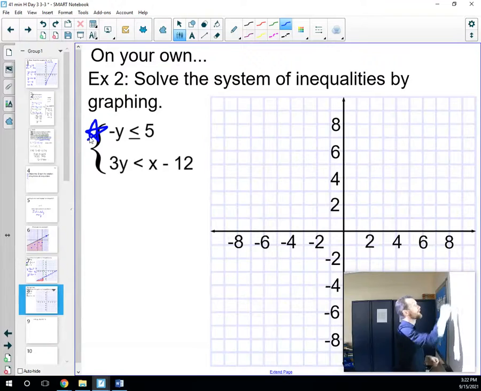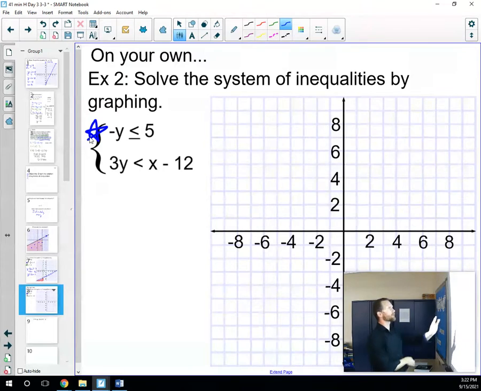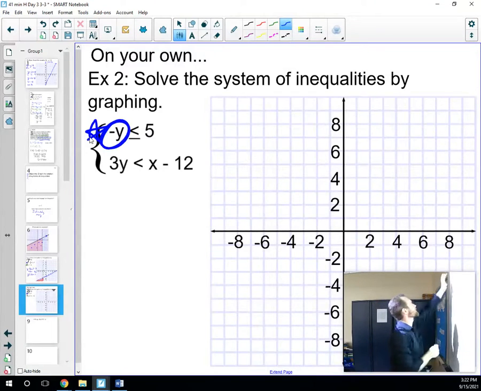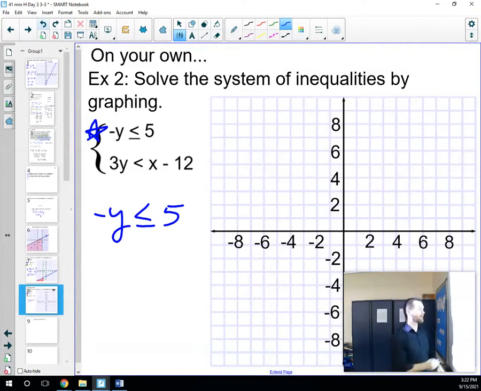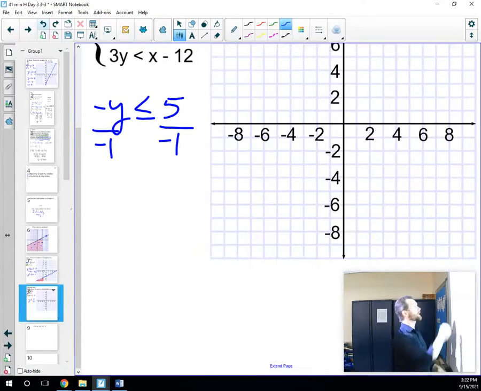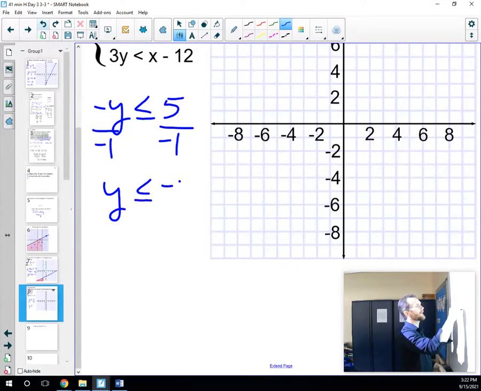We'll do the first one in blue. There's actually no work to do with that first one. It's just y is less than or equal to 5. Oh, wait, no. There is work to do there because y is not by itself. That was almost a bad mistake by me. So let me rewrite that down here. Negative y is less than or equal to 5. We've got to get the variable by itself. So to do that, I'm going to divide by -1. And then we're going to get y, because the negatives cancel out, is less than or equal to -5, right?